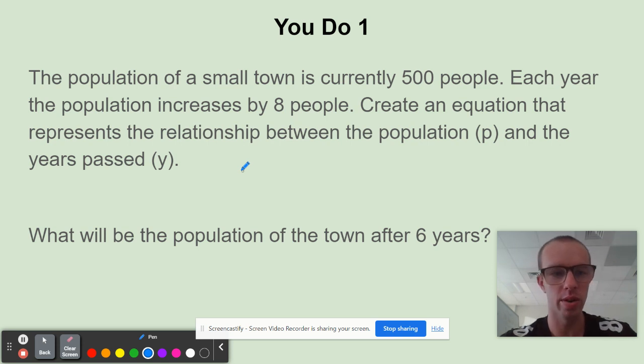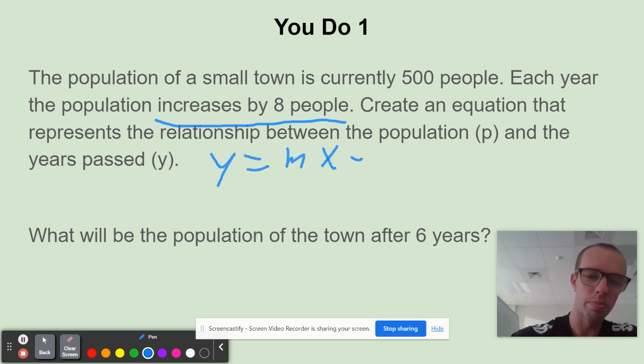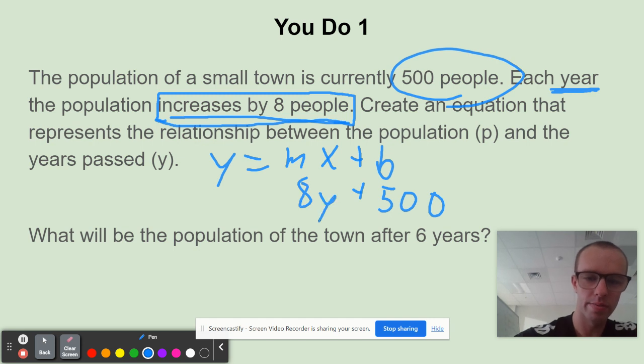Okay, hopefully you just finished the you do on your own. Let's go over it. The population of a small town is currently 500 people. Each year, the population increases by 8 people. Create an equation that represents its relationship between the population P and the years past Y. Again, hopefully you recognize this as a linear function because it's going up by the same amount each time. You use y equals mx plus b. And you were able to recognize that the town begins at 500 people. That's our constant. And that we have an increase of 8 people per year, right? Each year. So I can write that as 8y.